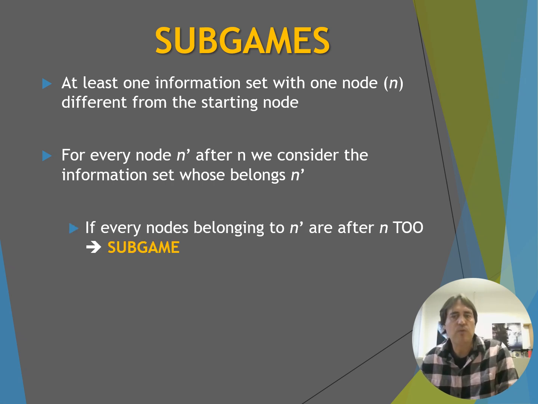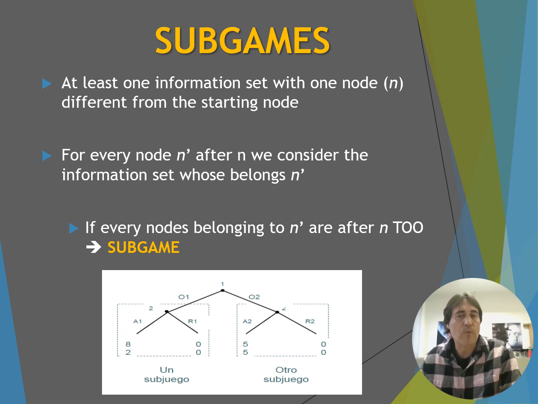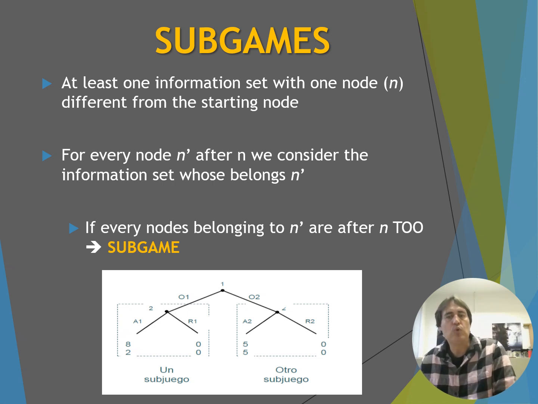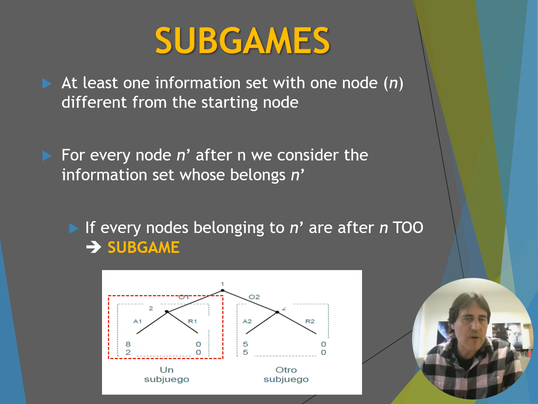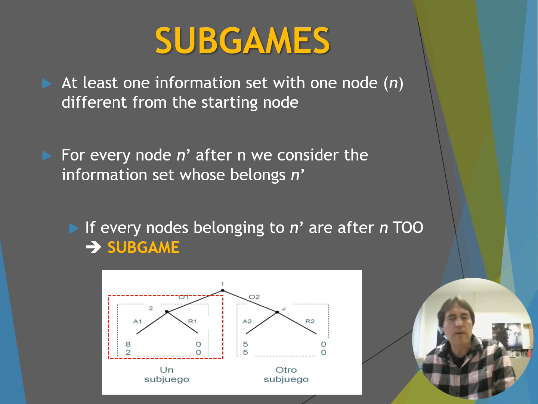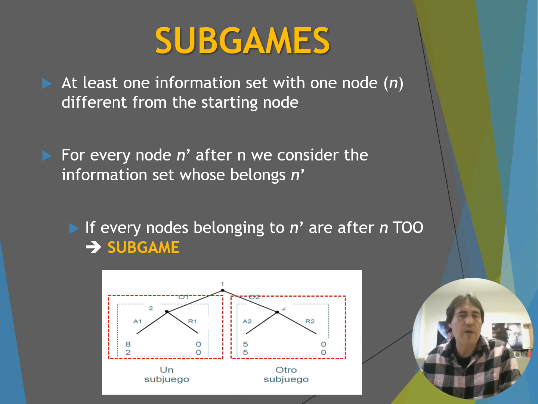For example, in the ultimatum minigame that is represented in the following graph, there will be two different subgames. The first one after player 1 chooses O1, and the second one after player 1 has chosen O2.